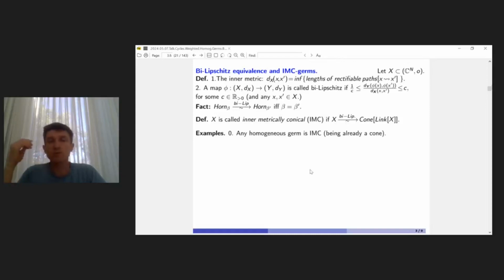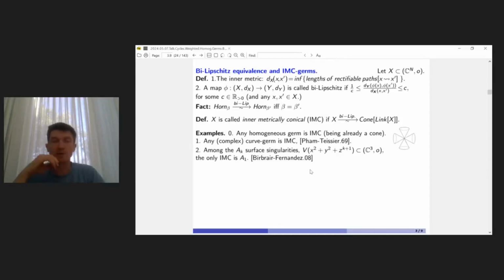Some examples. If a germ is already homogeneous, then it is, of course, a cone. Now, any complex curve germ is inner metrically conical. This is a very old result. So you can draw it like this, just the union of several cones.